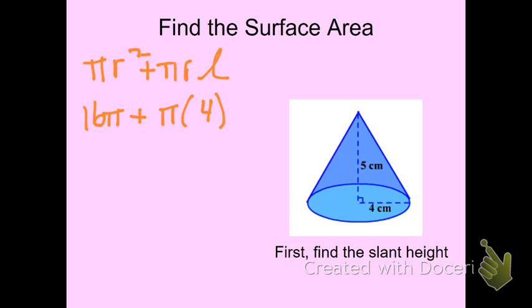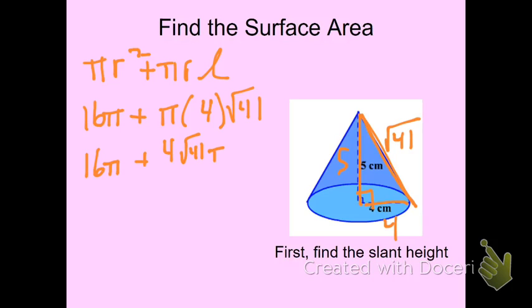Alright, so L is this slant height right here, which forms a right triangle with the actual height and the radius. So if we do 5 squared plus 4 squared, that's 25 plus 16. That's going to come out to be 41. So that slant height is going to be root 41. If we want to keep this exact, we could just write it as 16 pi plus 4 root 41 pi. And that would be an acceptable answer, in square centimeters. Another way you could write it is to factor out the pi and write it like this, and that would also be acceptable.